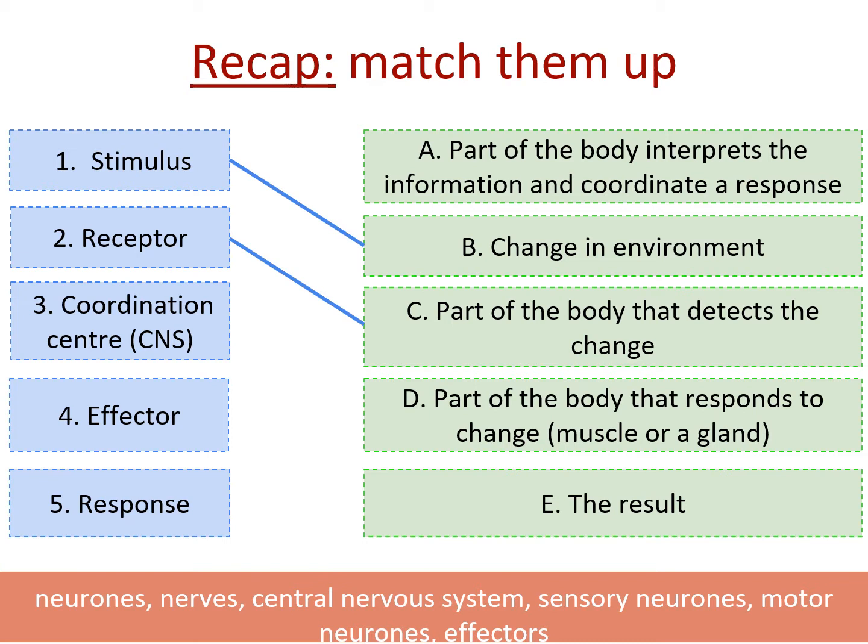So whether it was chemoreceptors in your nose to detect smell, or thermoreceptors in your skin to detect temperature, or pain receptors in your skin, all these different receptors in the different sense organs allow us to detect the change in the environment. Once we've detected that change, we send a signal to the coordination center, or the central nervous system, which is the part of the body that interprets the information and coordinates a response. And that is either the brain or the spinal cord, depending on whether it's a conscious or an unconscious thought or response process. The central nervous system then sends a message to the effector, which is the muscle or gland, the part of the body that responds to that change, which will then bring about a response, which is the result, or what we do to respond to that change in the environment.